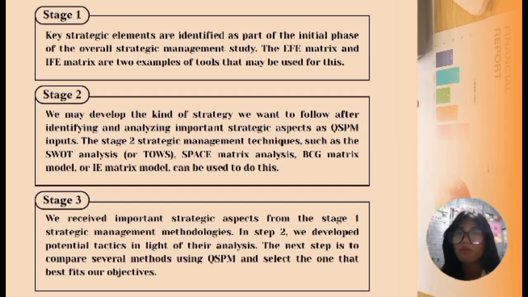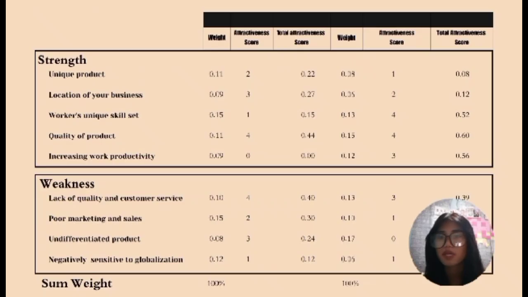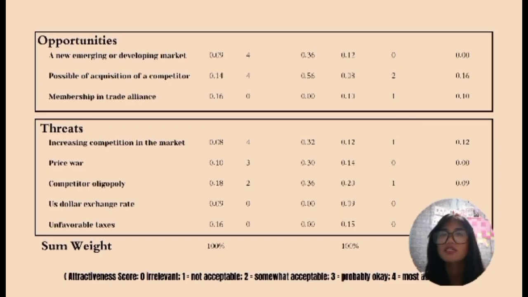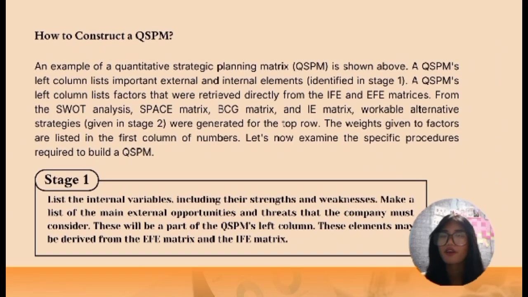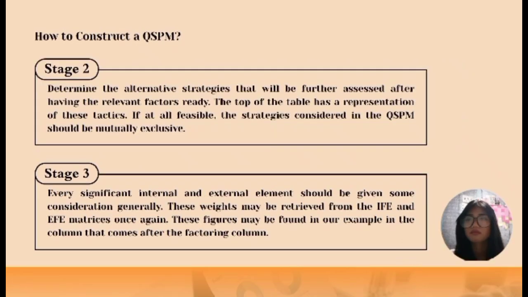The business now compares the possible strategies using QSPM because the goal is to select the strategy that best fits the company's objective. It simply means which strategy is the best for us or which strategy is the best to pursue. Steps in creating QSPM. In creating QSPM, there are 6 stages. Stage 1 is identify factors: strengths, weaknesses, opportunities, threats. Stage 2, choose strategies. It is to identify possible strategies that a company can use.